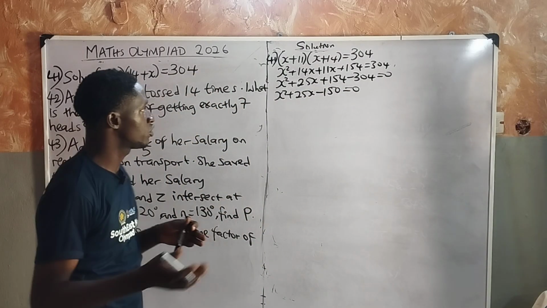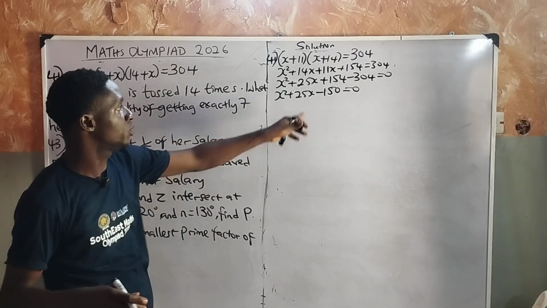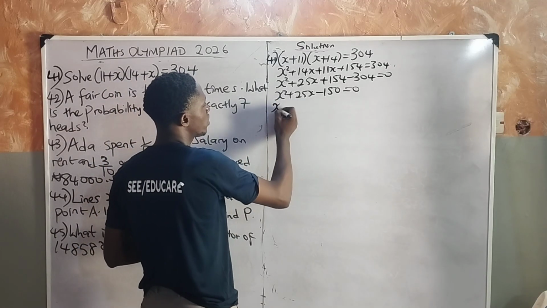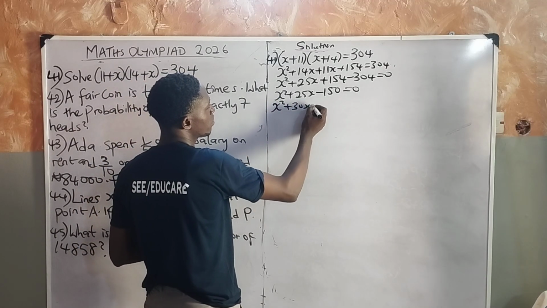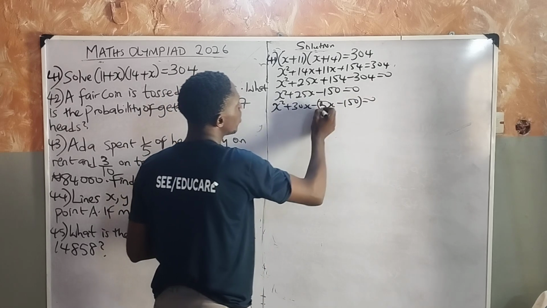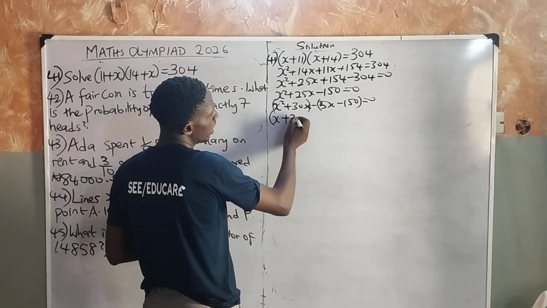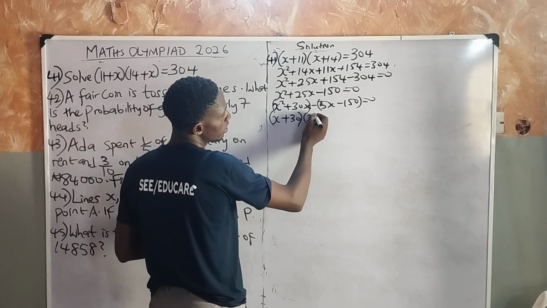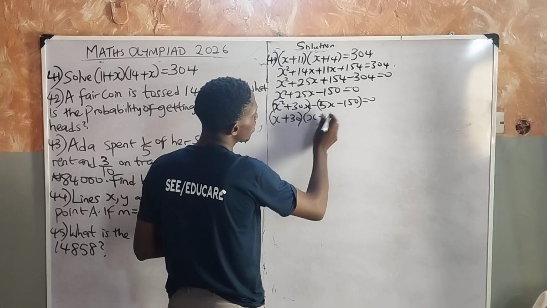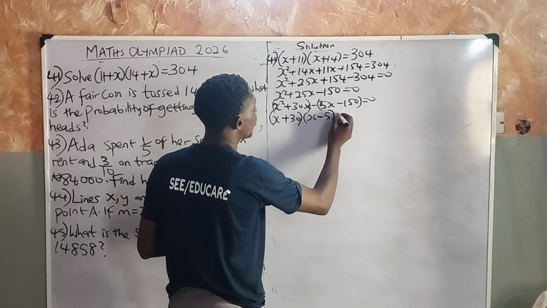So the two numbers that will multiply to give you minus 150 and when added will give you 25 are 30 and minus 5. So I'll replace this middle term with plus 30x minus 5x minus 150 equals 0. When you factor out, you are going to get (x + 30)(x minus 5) equal to 0.